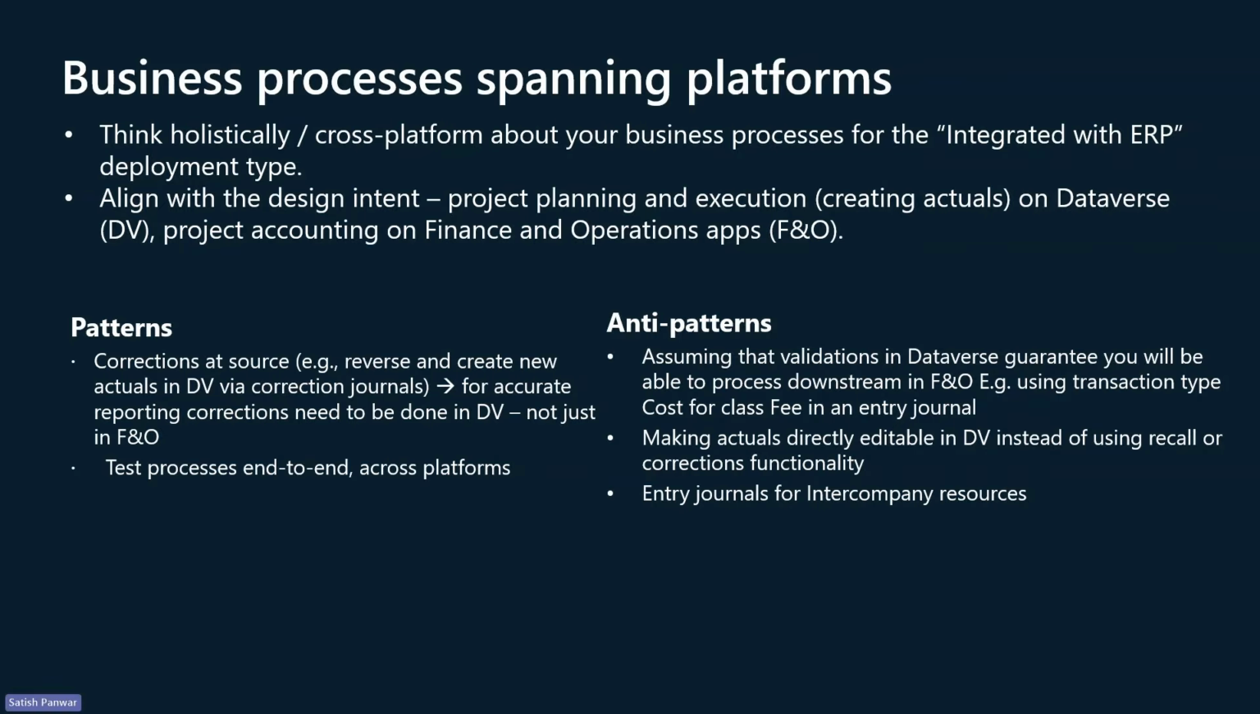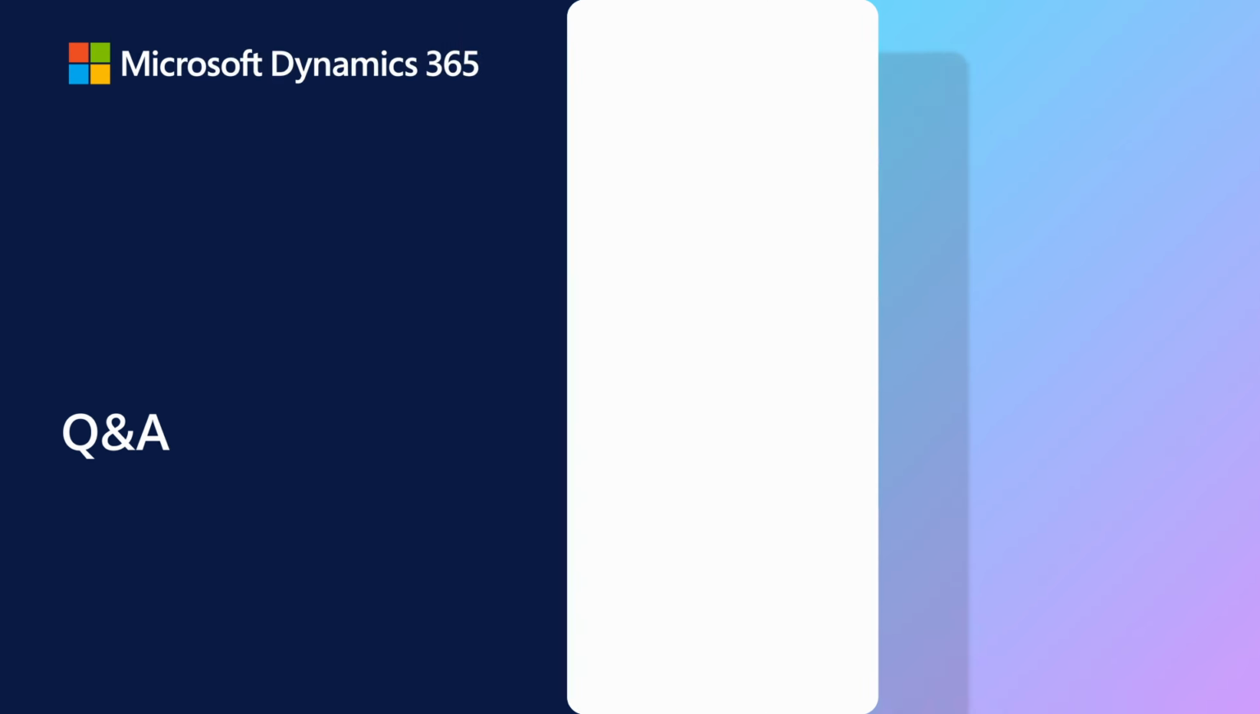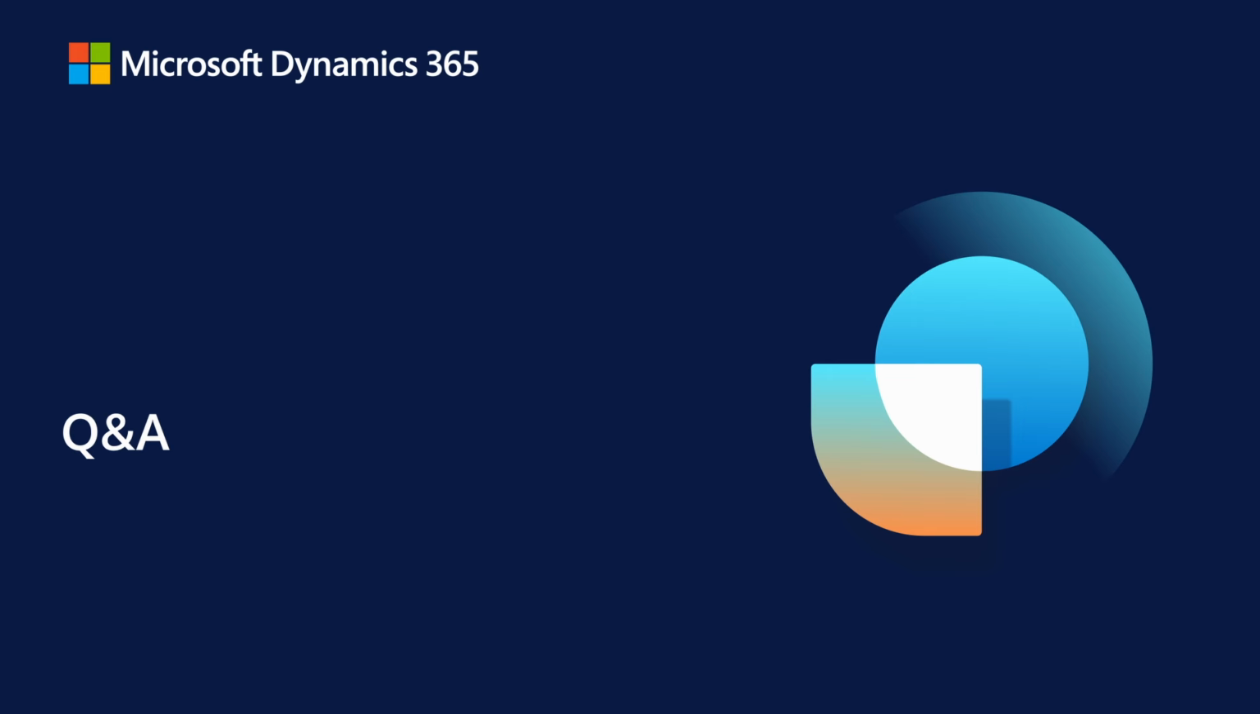We do not recommend using entry journals with intercompany resources. Entry journals or correction journal is a table to correct actuals without creating a source document like timesheets or expenses. For intercompany transactions, you need to use time entries or expenses to correct, otherwise it will create a discrepancy as well. That's what we wanted to cover for today.